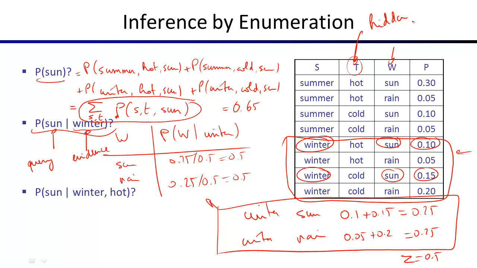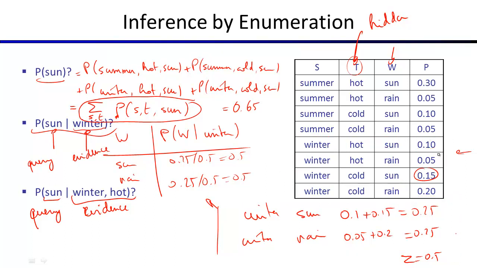All right, let's look at the last one here. What's the probability of sun given winter and hot? We have two evidence variables. Our evidence variables are here. We have one query variable, and there are no hidden variables because the three variables together constitute all variables we have in our table. Procedurally, inference by enumeration, how will it go?